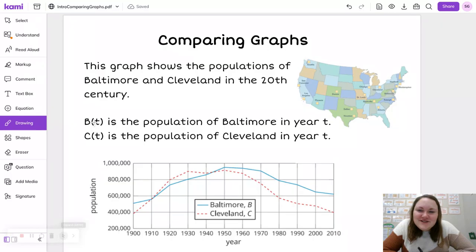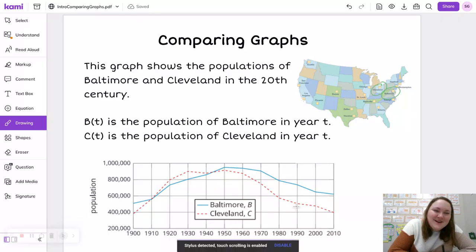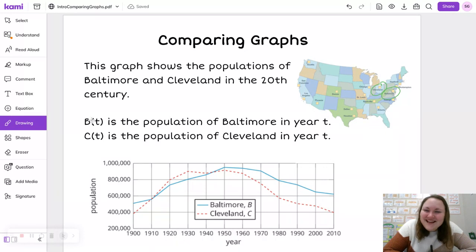For our introduction video, we're going to be talking about this question here, where we are given this graph below, which shows the populations of Baltimore and Cleveland in the 20th century. Cleveland and Baltimore are those two cities there in the United States, in case you were curious. We've got B of T to represent the population of Baltimore in year T, and C of T is the population of Cleveland in year T.